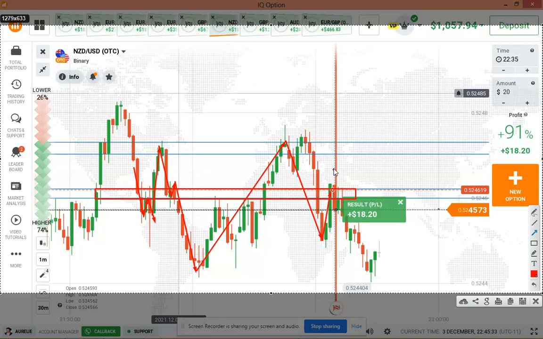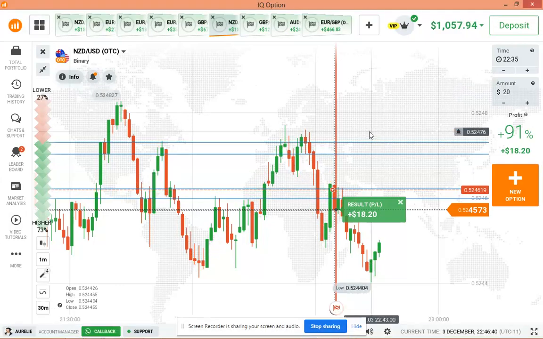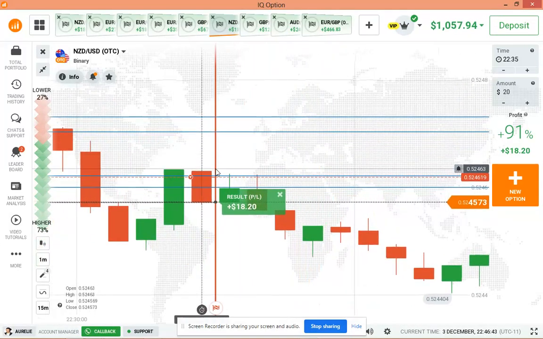A Marubozu candle above the zone. That is why sellers entered on the next candle. If this were not a Marubozu, the buyers would continue. So a Marubozu closed above the zone, that is, the candle closed at the high. So the market should reverse to the downside. That is why I go with sellers.